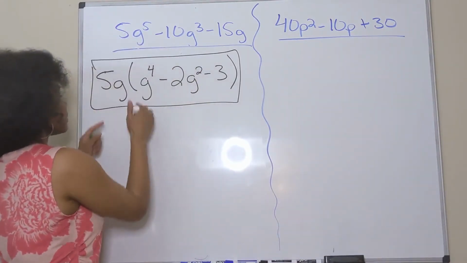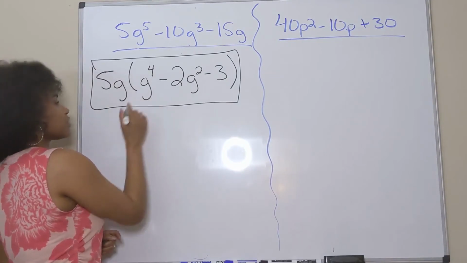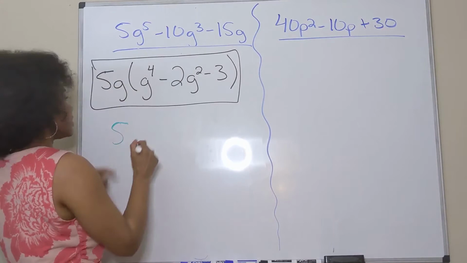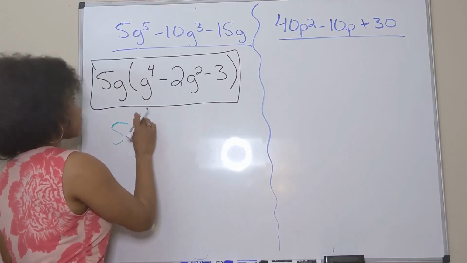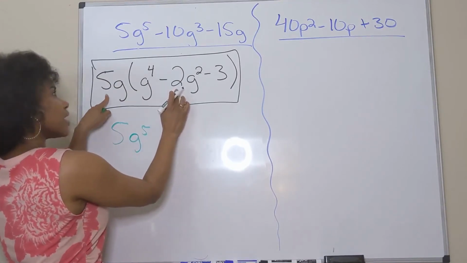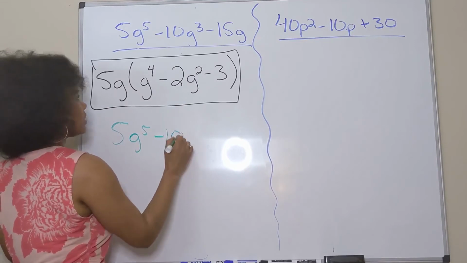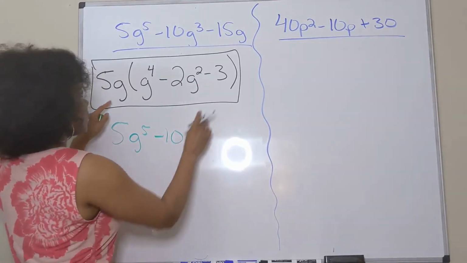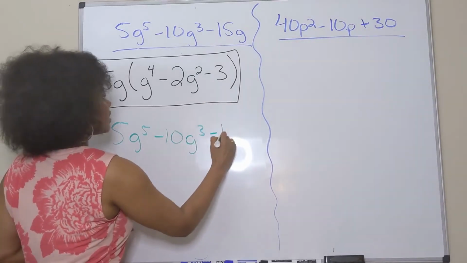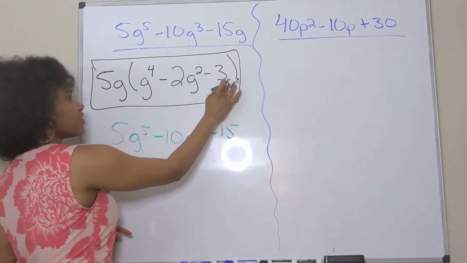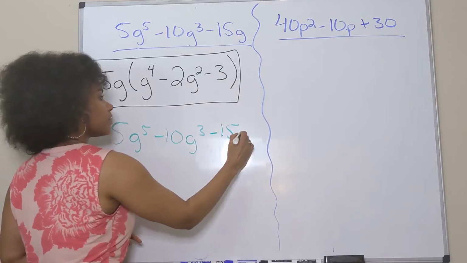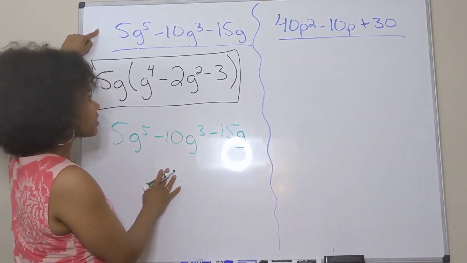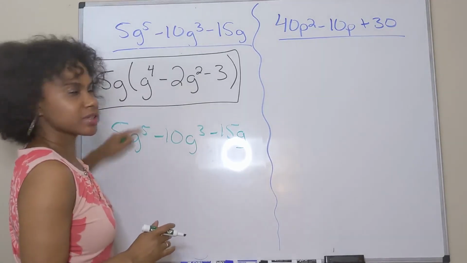Again, let's check it. Multiplying back through, 5g times g to the 4th. Again, remember when you're multiplying, you're adding your exponents. So that's g to the 5th. Negative 2 times 5 is negative 10. Adding your exponents, g to the 3rd. Negative 3 times 5 is a negative 15. It doesn't have a g here, but I can bring down my g. And as you can see, I have what I had originally, so I factored that expression completely.